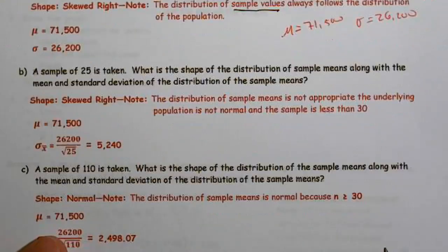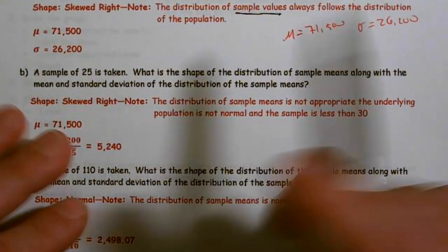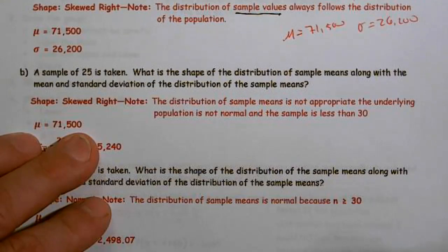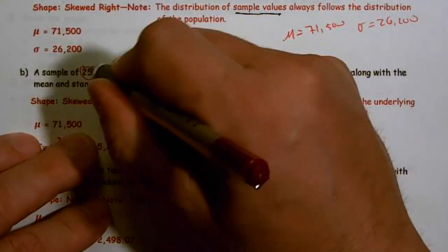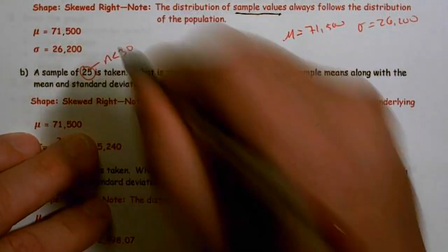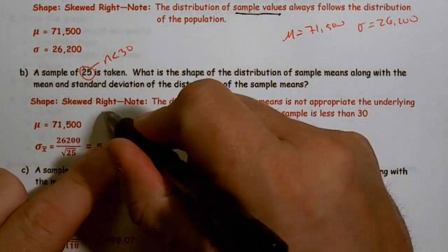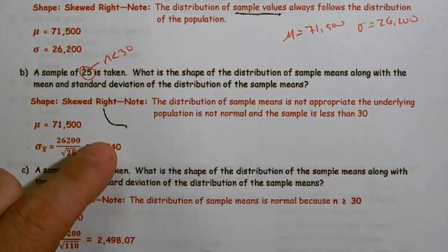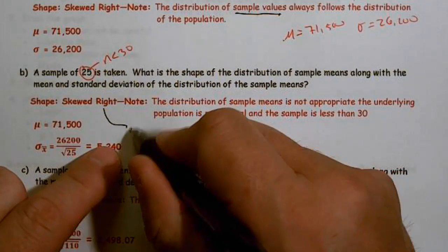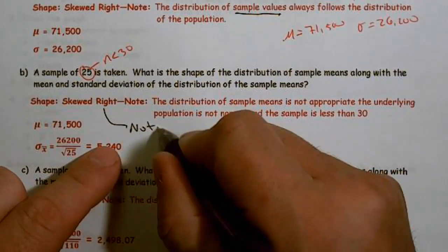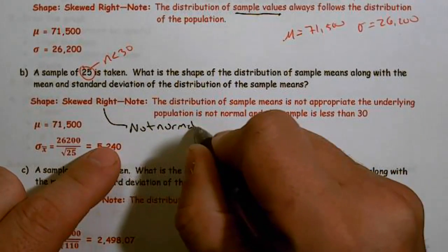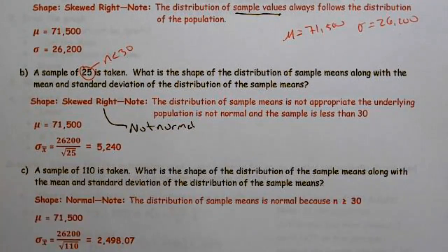The next one, a sample of 25 is taken. So now we're not large enough. In this case, n is less than 30. So it's not big enough. What is the shape of the distribution of the sample means along with the mean and standard deviation of the sample means? Well, it is skewed right, but it's getting closer to the normal, but it's still not normal. It's less skewed to the right. And if you just wrote not normal, that would be fine.